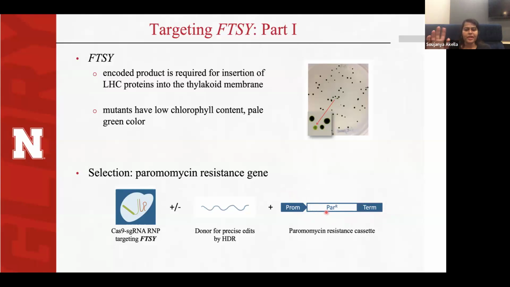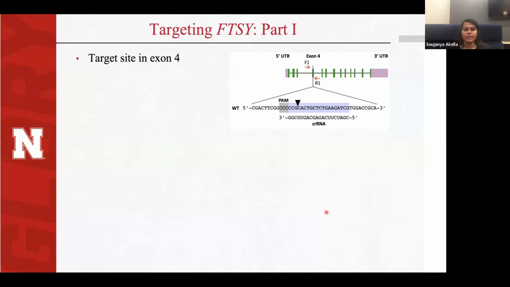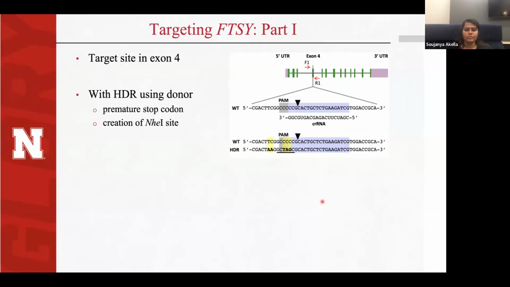So once we did this, I'm going to go over a little bit of this design process. The target site that we chose in this FTSY gene was in the 4th exon of the gene. You can see all these green bars are basically exons in the gene.